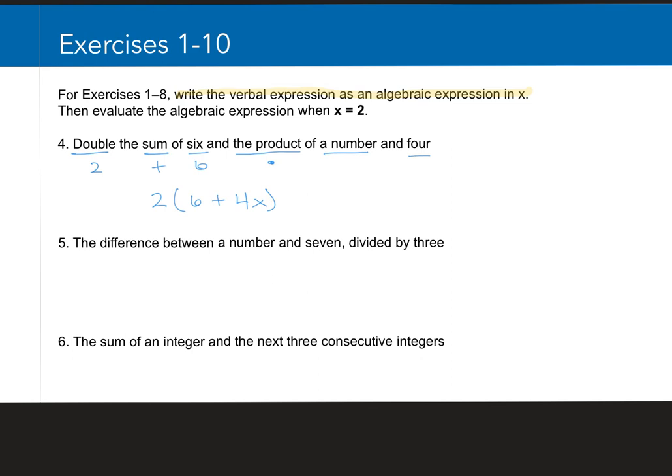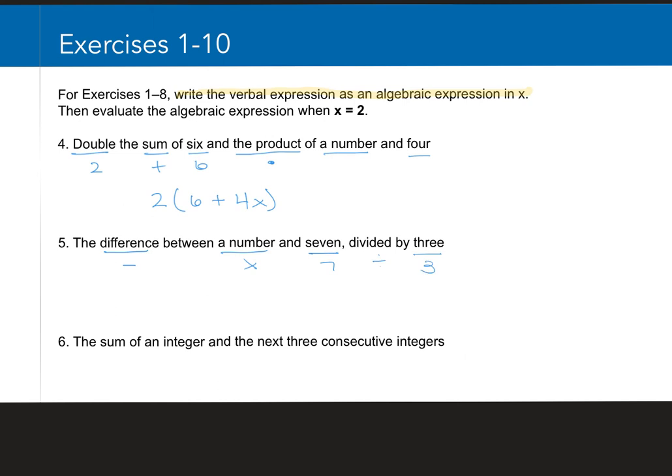All right, for number 5, we have the difference between a number and 7 divided by 3. So with subtraction and with division, we have to keep it in the order that's given to us. So, with difference, we have subtraction between a number, that's going to be x, and 7, and then we're going to divide it by 3.